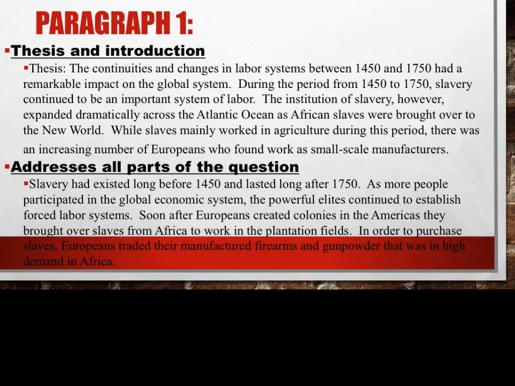So here is our second answer: the expansion of slavery to the New World. While slaves mainly worked in agriculture during this period, that's our third answer, there was an increasing number of Europeans who found work as small-scale manufacturers. And that is the fourth answer. And of course when you're writing the CCOT essay, you need to definitely restate the prompt verbatim in your answer.